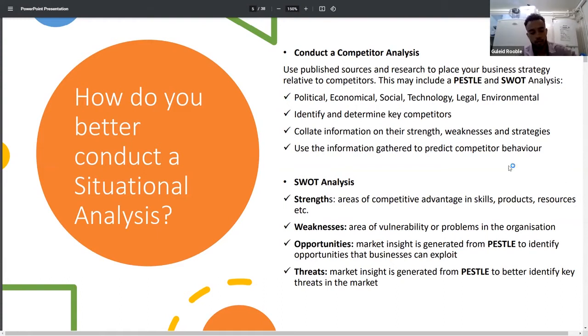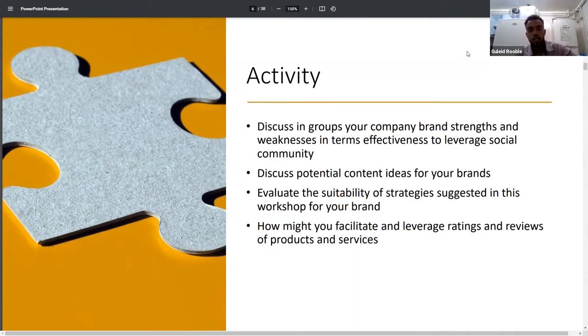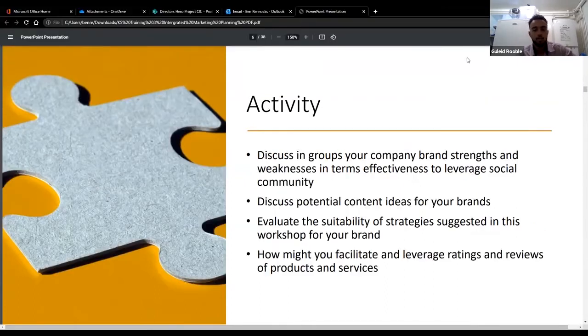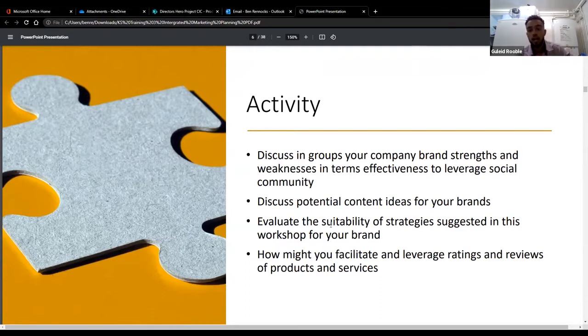Next slide, please, Ben. Okay, so what we're going to do now is put you in groups. Ben, if you can do that. What we'd like you all to do is discuss in your groups your company's strengths and weaknesses in terms of the effectiveness to leverage your social community. Make small bullet points of ideas you can think of. Then also discuss potential content ideas for your brands, some ideas from the top of your head. And evaluate the scalability of the strategies suggested in this workshop, so you can refer back to previous workshops.